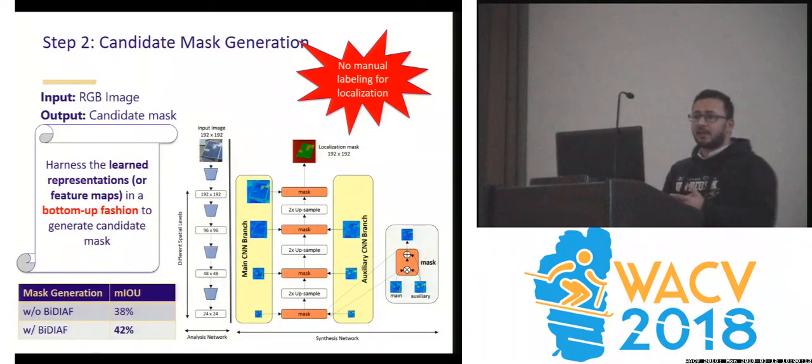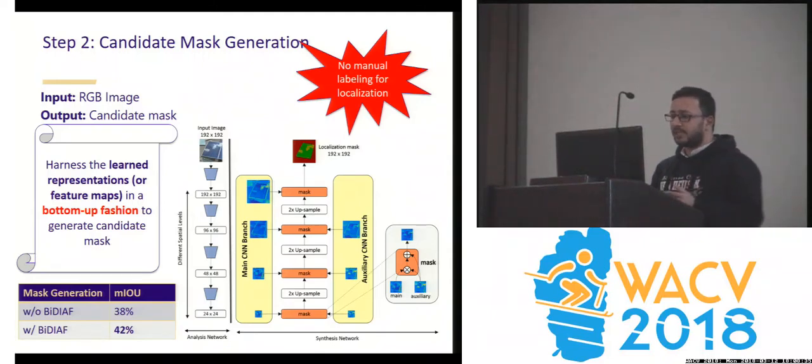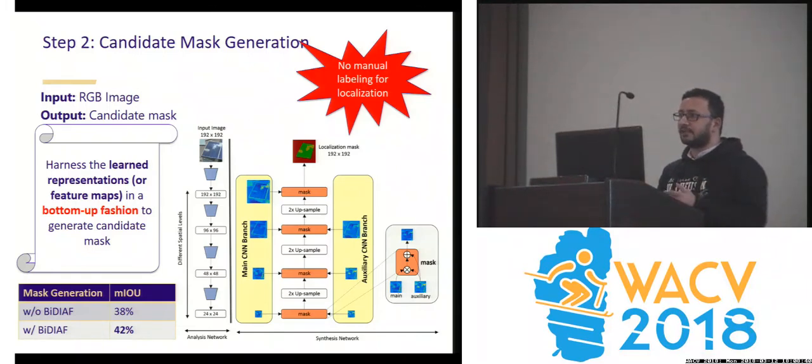The second step in our pipeline is generating the candidate mask. CNN learns features in a top-down fashion. We harness these learned representations in a bottom-up fashion to generate the candidate mask. In our network, we have two branches, called the main branch and the auxiliary branch. We combine the feature maps from these two branches using a multiplicative gating. Multiplicative gating basically suppresses the irrelevant features and helps in identifying the soiling area. With this simple approach, we were able to localize 42% of the time correctly.